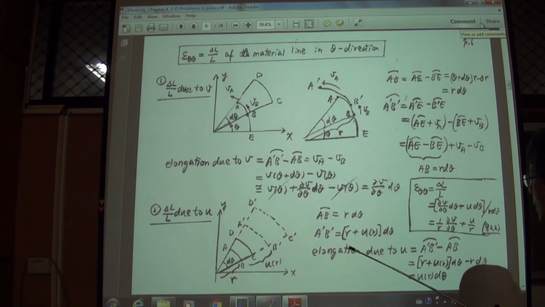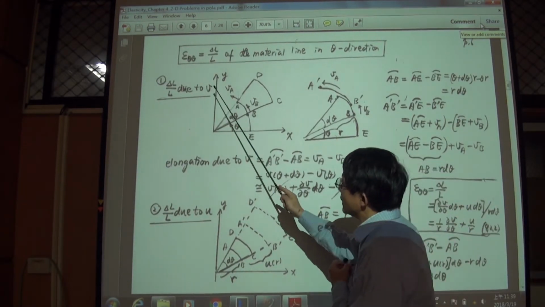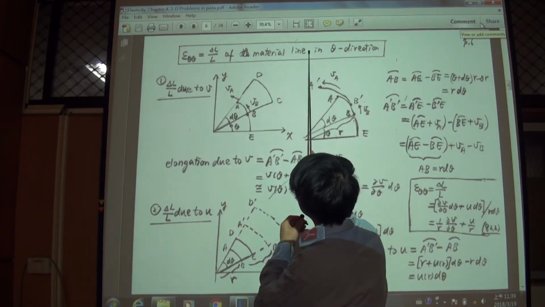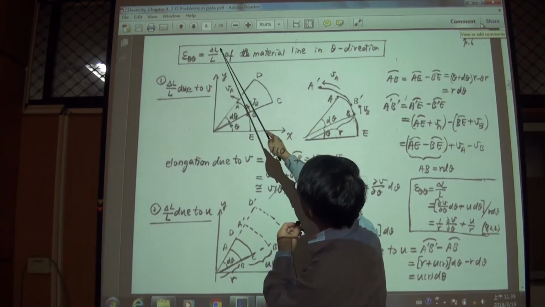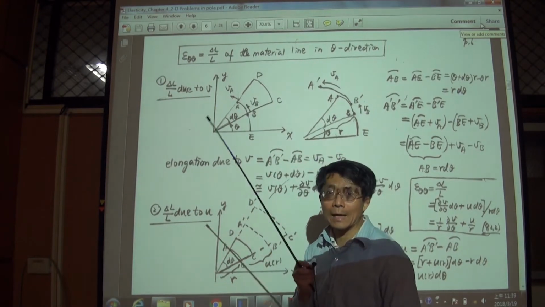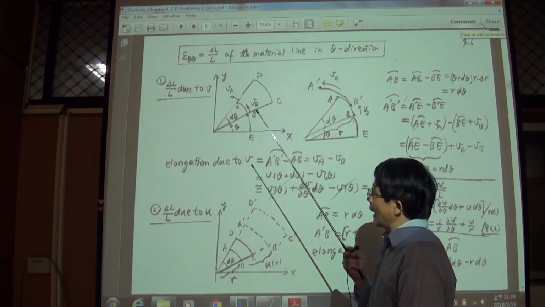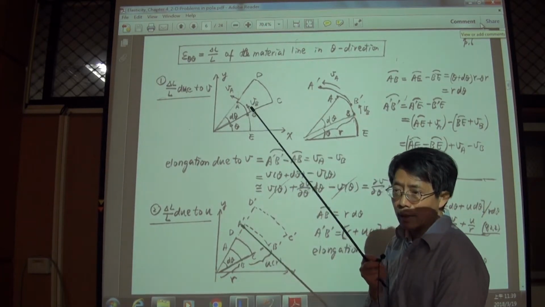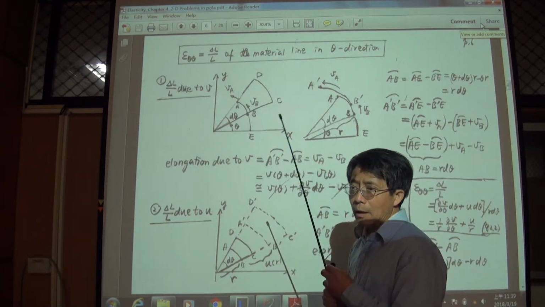Now let us consider the normal strain in the theta direction, which is the material line. We consider the material line in the theta direction, and this material line will have a strain like this. Just a classical strain.